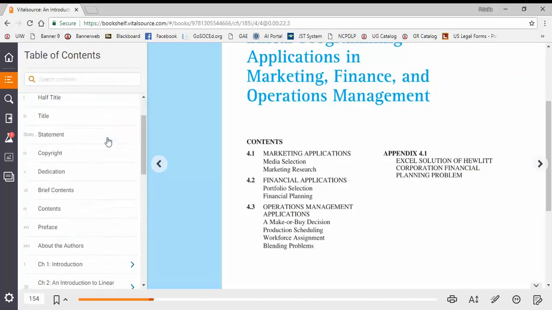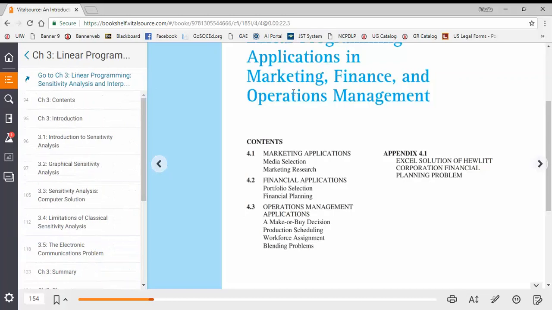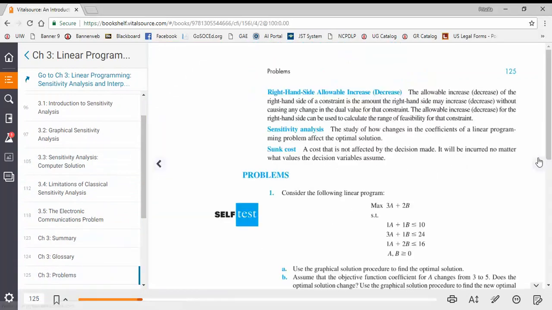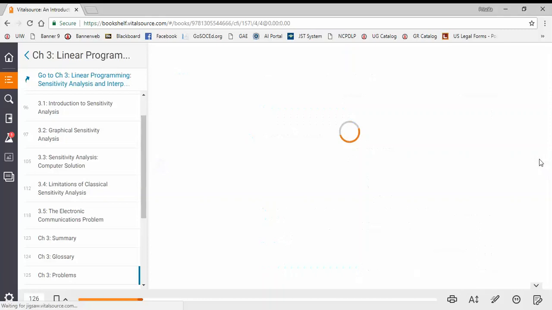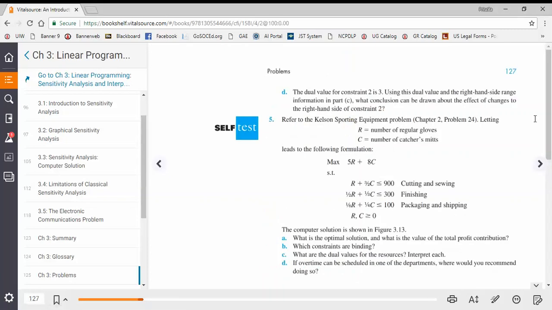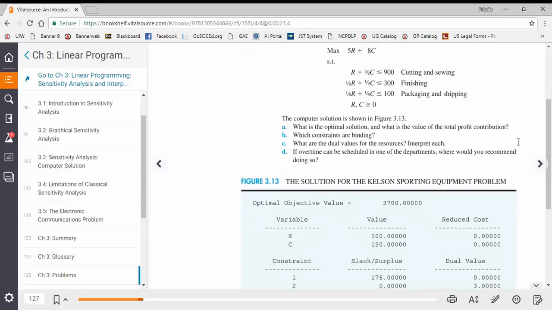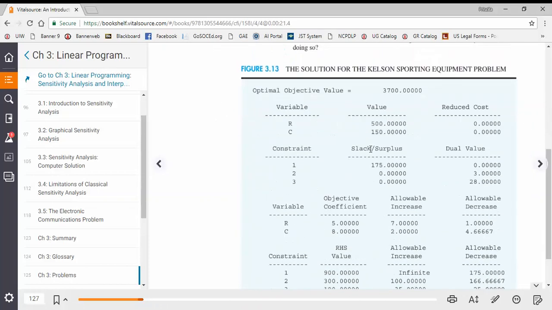On chapter 3, on the other hand, we have been provided the output of a sensitivity analysis report based on the LP, where we could determine dual values, allowance decrease, allowance increase, slacks, or which constraints are binding or not binding based on a computer solution.